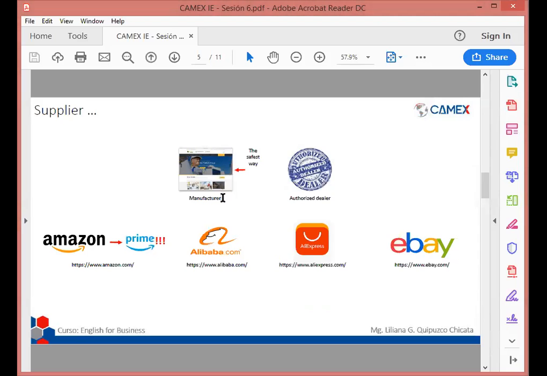Now, you can also find online suppliers. In this case, we're talking about Amazon, Alibaba, AliExpress, and eBay. You might know them. What I could say about them is eBay has good products.